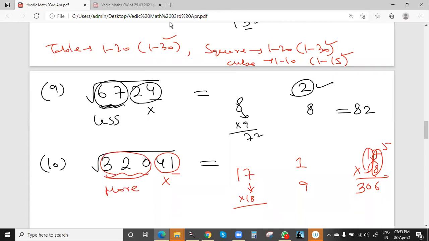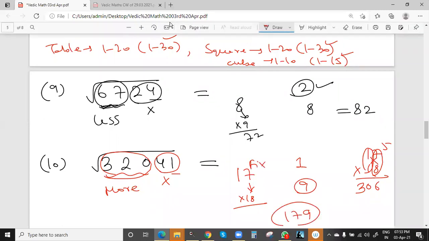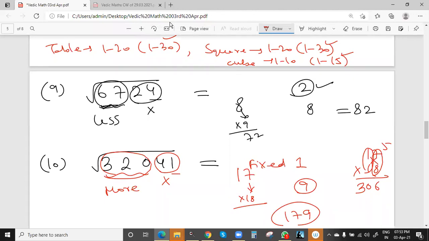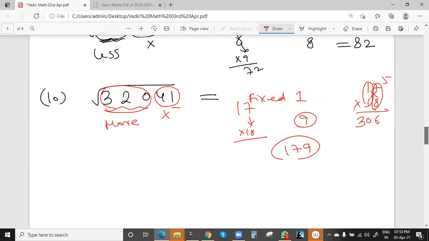Since we write more, we'll choose the more value. That is, 179 is the value. Because 17 was fixed, we had to choose between 1 and 9. 179 is the right value. Correct.